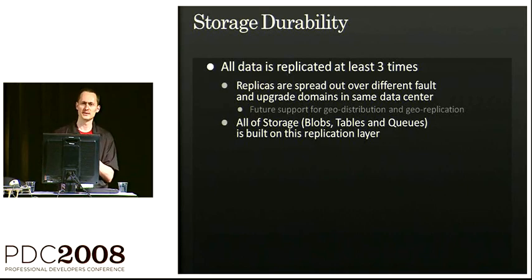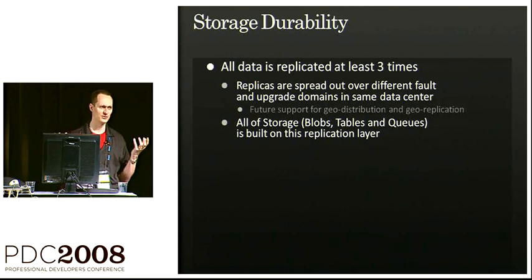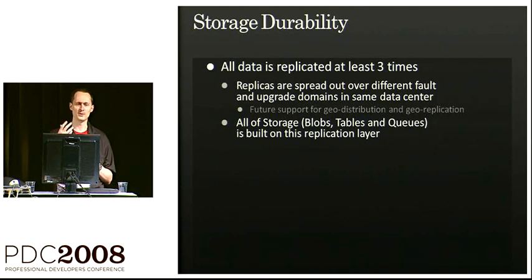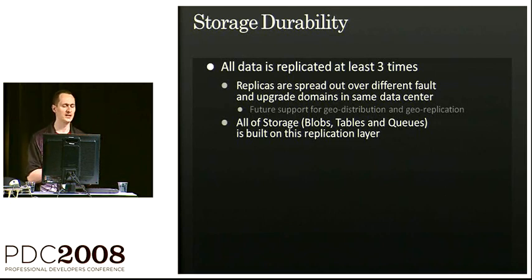So if we have a fault, let's say a rack in the data center goes bad or goes down, we will serve your data from one of the 2 healthy replicas that are still accessible in one of the other domains. The same thing goes for upgrades. If we're doing an upgrade and we have to reboot a node, we still have the 2 other replicas that are in separate upgrade domains, and we will serve your data from those to keep availability for your data.